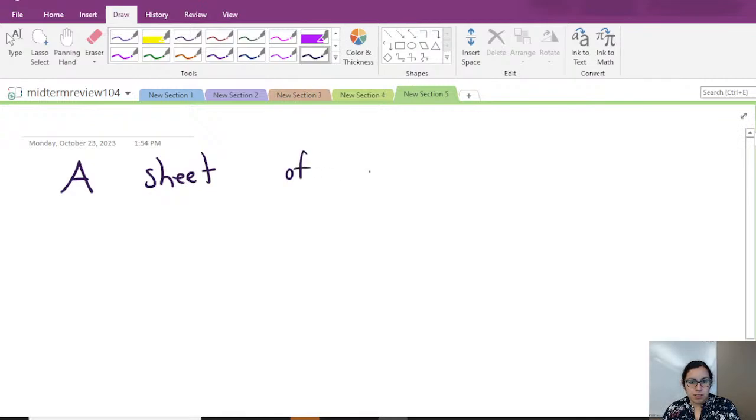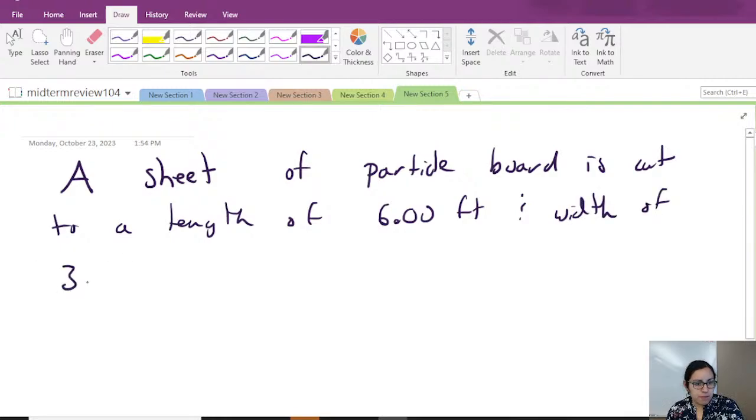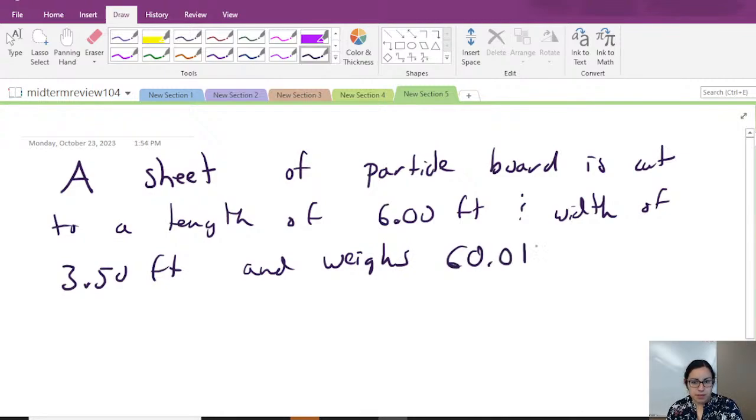So, a sheet of particle board is cut to a length of 6 feet and a width of 3.5 feet, and weighs 60 pounds.